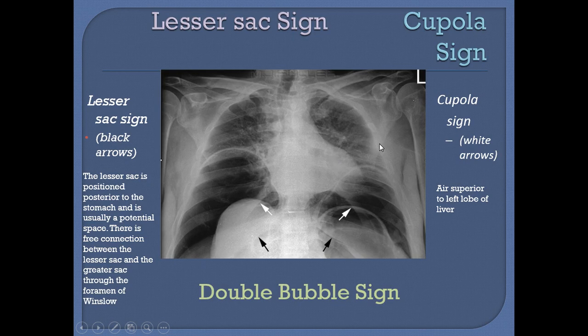Lesser sac sign and cupola sign. First, lesser sac sign. The lesser sac is positioned posterior to the stomach and is usually a potential space. So any free connection between the lesser sac and the greater sac through the foramen of Winslow can create this thing. You can see this. And the cupola sign, when the air is superior to the left lobe of the liver, the left lobe is under the left hemidiaphragm, so you can see this.